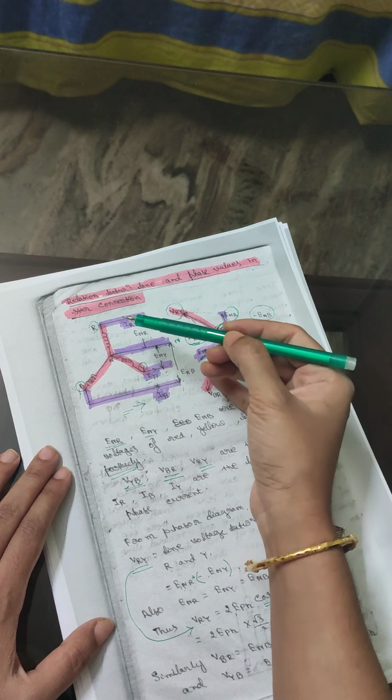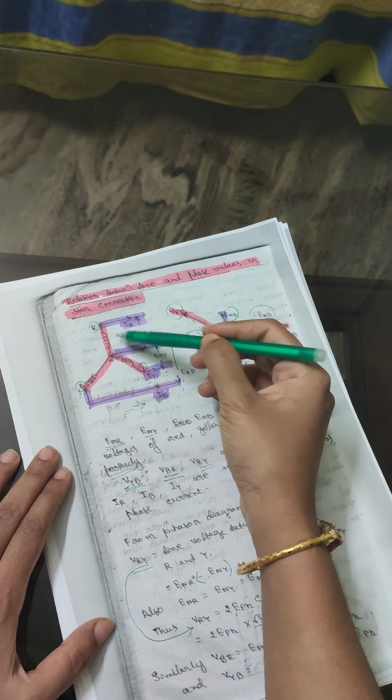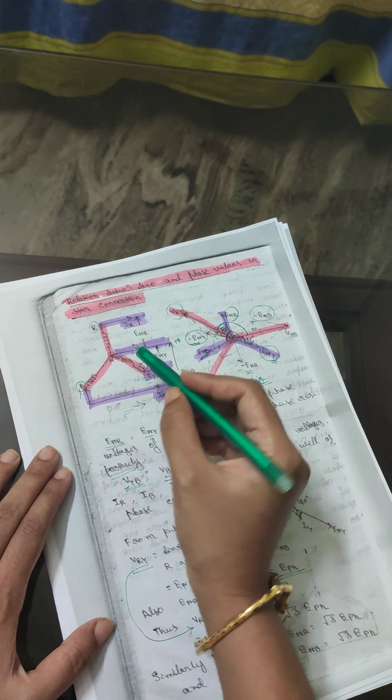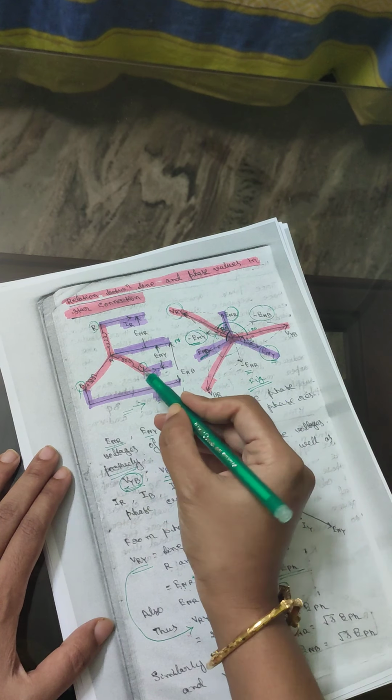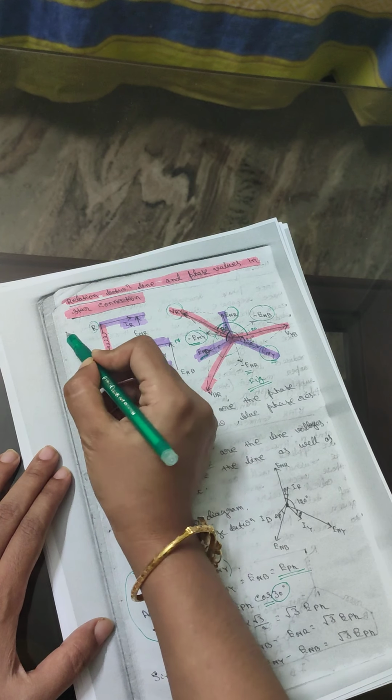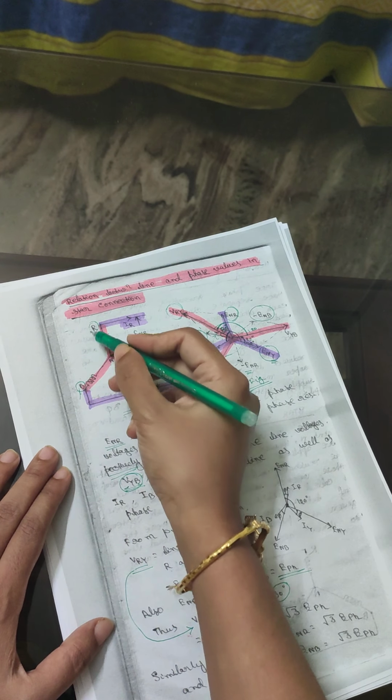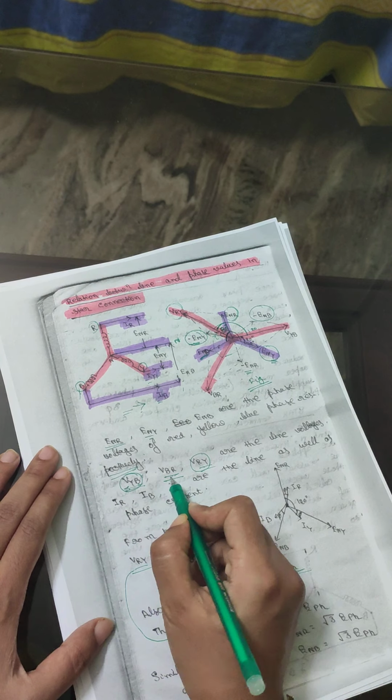See here, the voltage difference between R and Y is VRY. The voltage difference between the Y and blue lines is VYB, and the line voltage between the blue and red lines is VBR. So VYB, VBR and VRY are the 3 line voltages respectively.